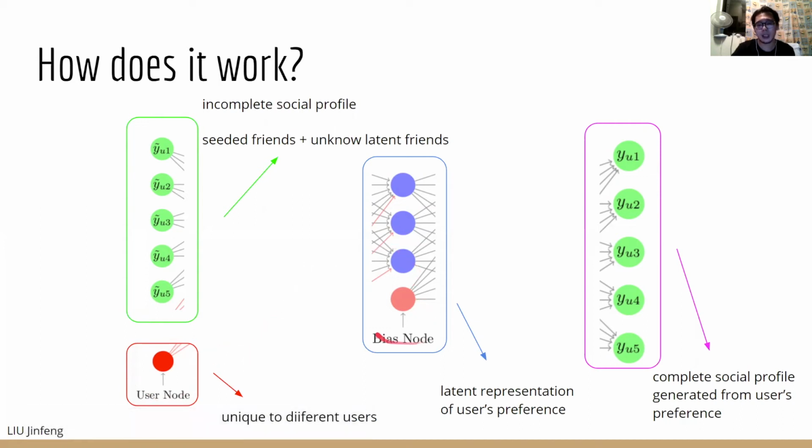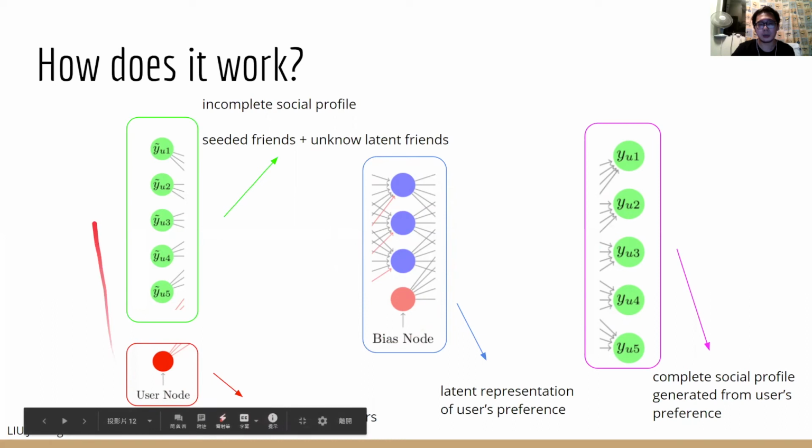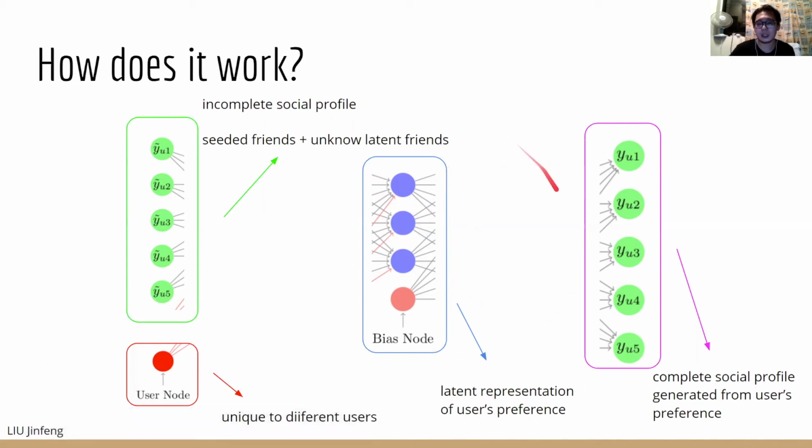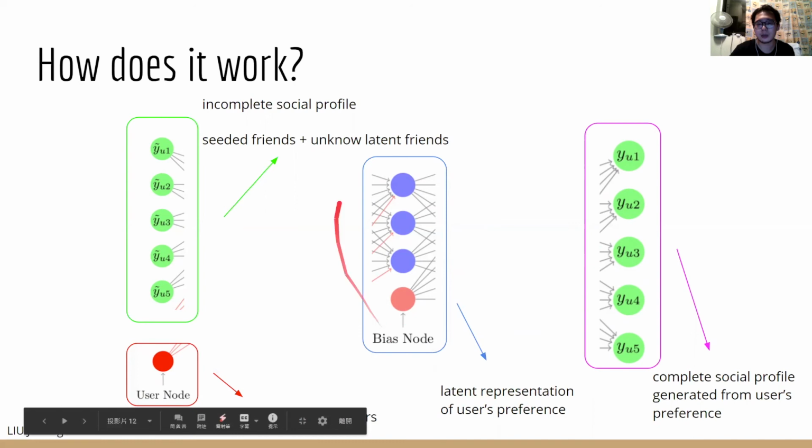The CDAE then will encode the input part to the latent representation of the user's preference. And then the CDAE will decode the latent representation of the user's preference to reconstruct the user's social profile and find all the latent friends of the user.